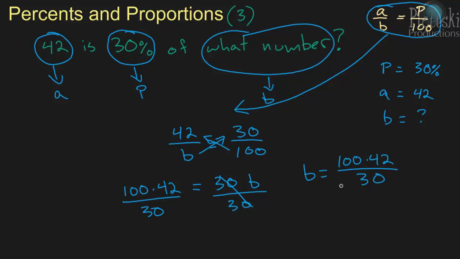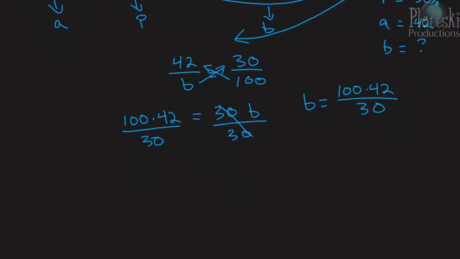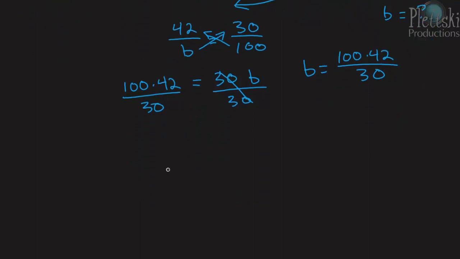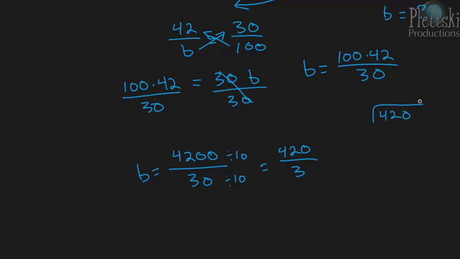So 42 times 100 is going to be, and I'll scroll down so we have a little bit more room, 42 and 2 zeros divided by 30. So b equals 4200 over 30. And then if we divide the numerator and the denominator by 10, we'll get 420 divided by 3. And now we can just do 420 divided by 3.